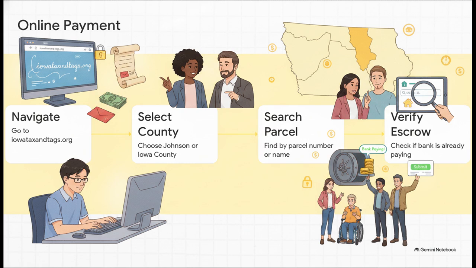Step 3, search for your parcel. You can use your parcel number, owner name, or just a really concise street address, like typing 123 Main instead of spelling out 123 Main Street. Step 4, verify your escrow status. We'll talk more about this in a second, but the system actually alerts you if your bank is already paying your taxes, which is a lifesaver. Once you're through that, you simply select your payment method and hit submit.